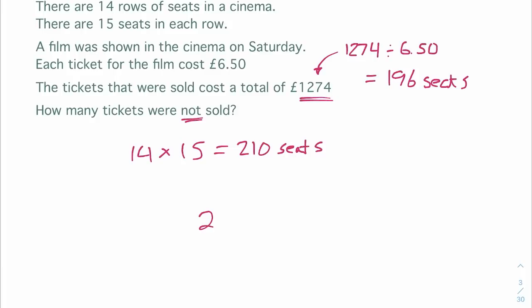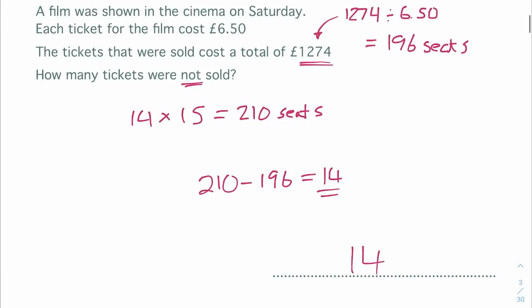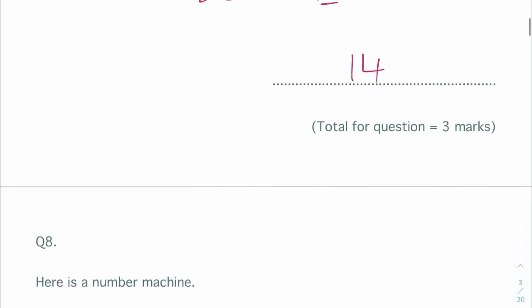So I'm going to make sure I write down the working out to show how I get my answer, even if I can do that last little bit in my head. So 210 take away 196 is 14. So there were 14 seats that were not sold, or 14 tickets that were not sold, as we've got 14 empty seats. Okay, on to the next question.